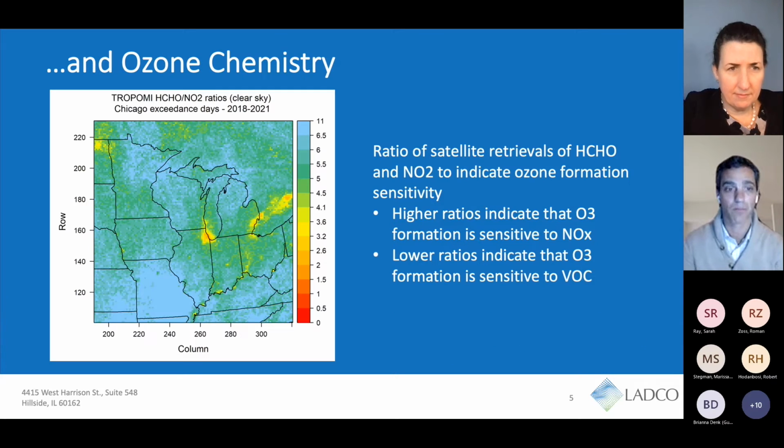And then more recently, you've seen Angie Dickens presenting on the use of satellite retrieved formaldehyde and NO2 ratios to indicate ozone formation sensitivity. And this plot is basically showing where the satellites see where ozone is NOx sensitive in the cooler colors and it's VOC sensitive in the warmer colors.